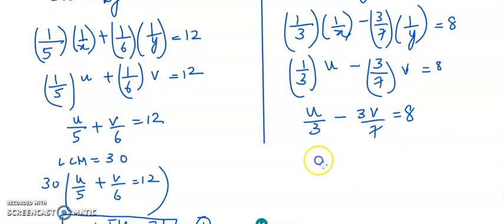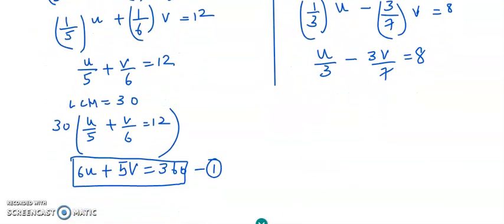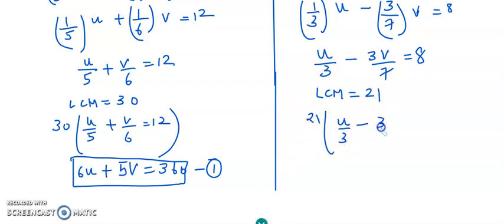Now what's the LCM in the denominator? 3 and 7 means, yes, it's 21. So we'll say LCM is equal to 21. So I'm multiplying the whole thing by 21. Okay.